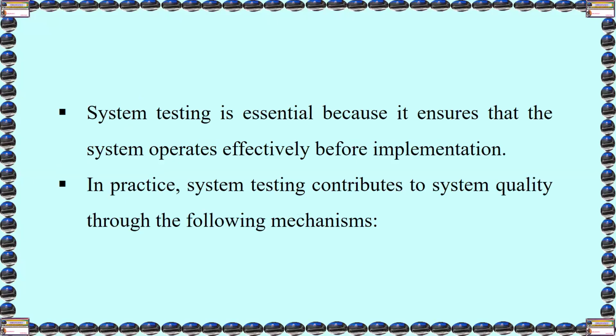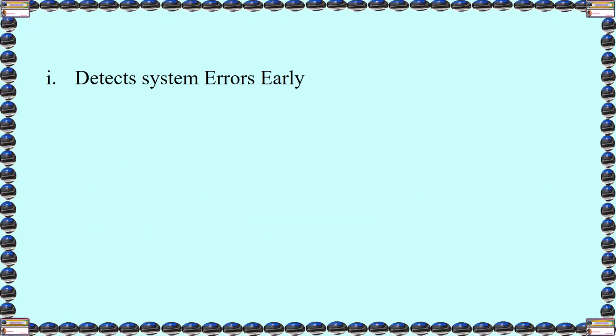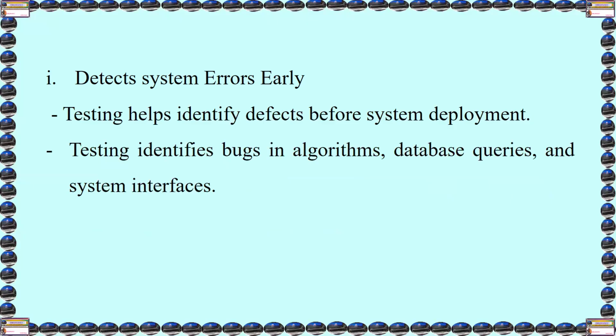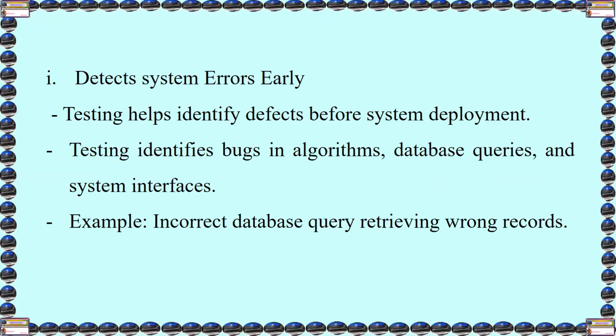In practice, system testing contributes to system quality through the following mechanisms. Number one, it detects system errors early. Here, testing helps identify defects before the system is deployed. The testing identifies bugs in algorithms, database queries, and system interfaces. An example is an incorrect database query that retrieves wrong records.